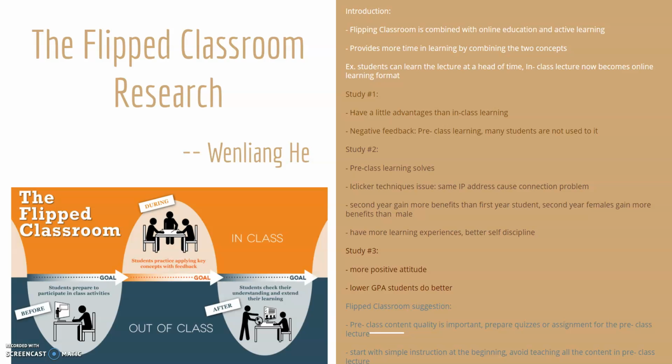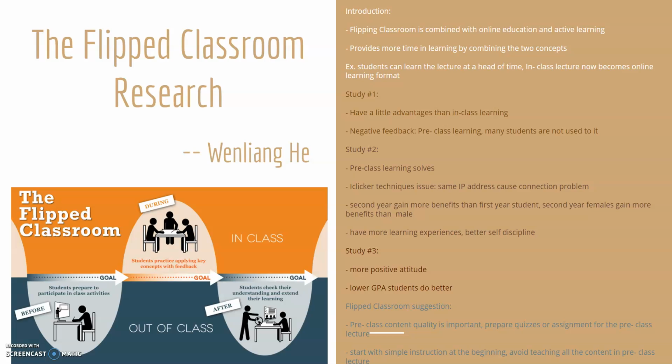In the first one, he and his colleagues found out that there is little advantage over in-class learning. However, they also received some feedback that students are not used to the pre-class learning method. In the second study, they solved the problem with pre-class learning. However, they found some technical issues: students who have the same IP address can cause connection problems when using iClicker.